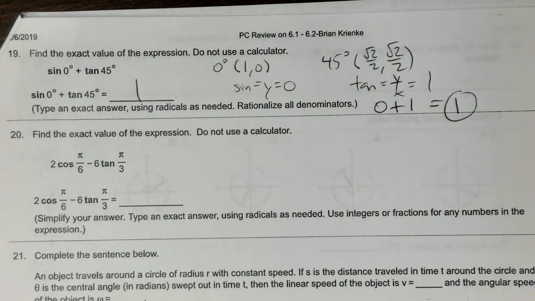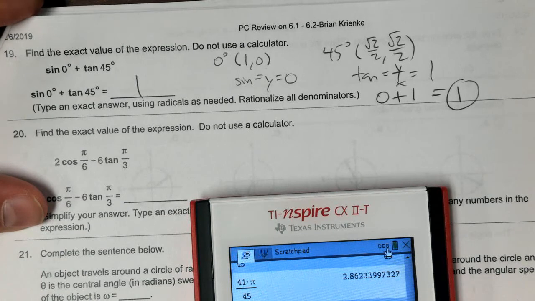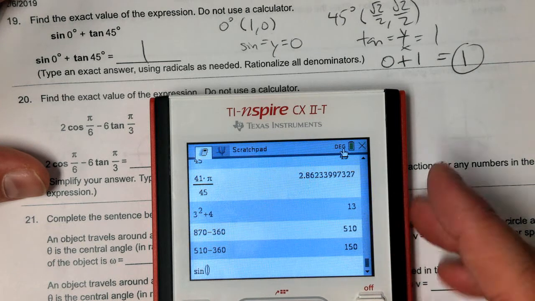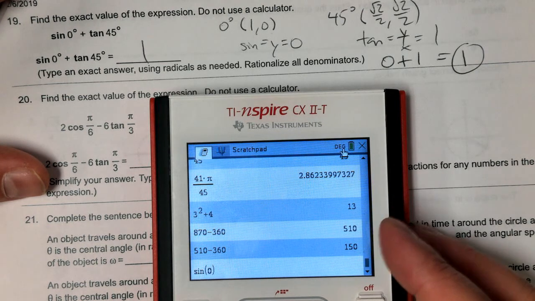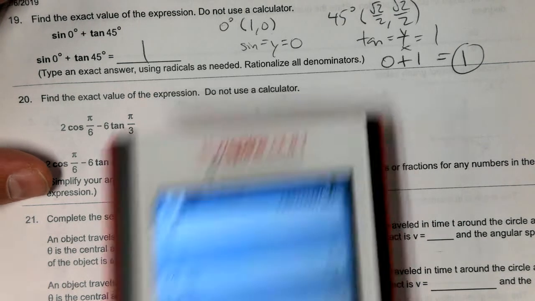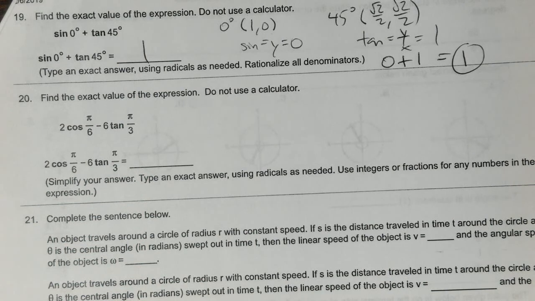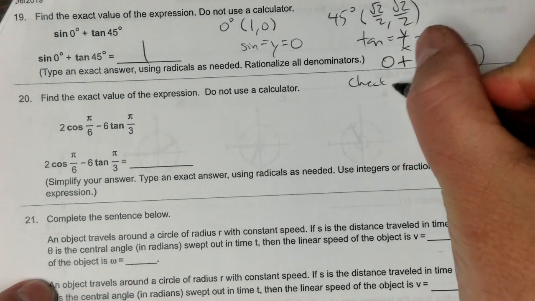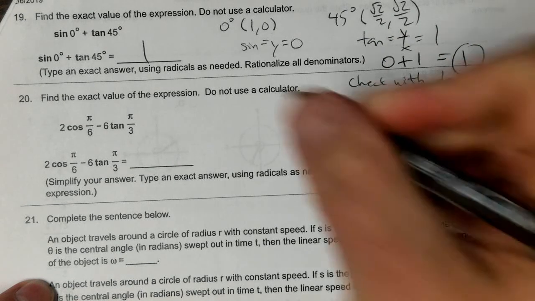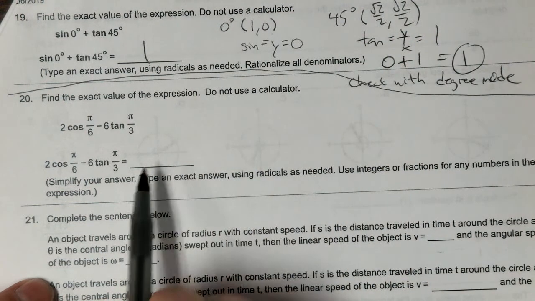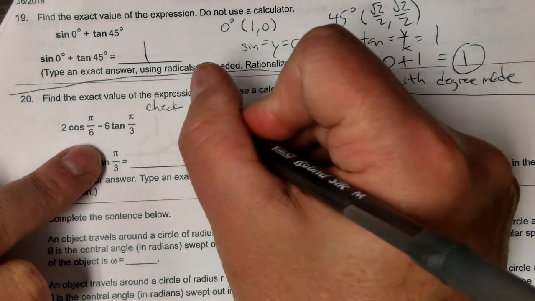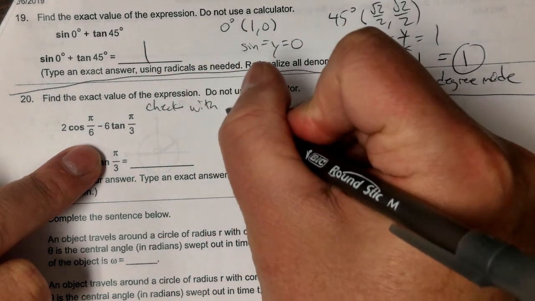This is one where if you wanted to, you could use your calculator, but make sure you're in degree mode and work towards that number, and in this case, you got it. So you get 1. So check with degree mode. Okay, the next one, I'll check it with radian mode and see what number we have to go towards.